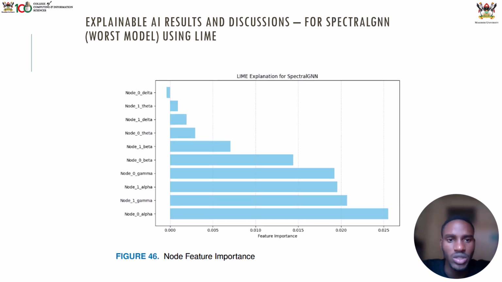So then finally we shall look at the explainable AI results for the worst model, for which we used LIME. And here you can see that mostly the node 0 frequency bands are the ones that were highly considered, and this is problematic, especially for this particular model. It will misclassify because it's considering some bands over others, and yet they're basically the same. So for example, if you look at the node 0 alpha band here, it is very highly considered, and if you look at the node 1 alpha band, it is less considered compared to it, and that's the problem.